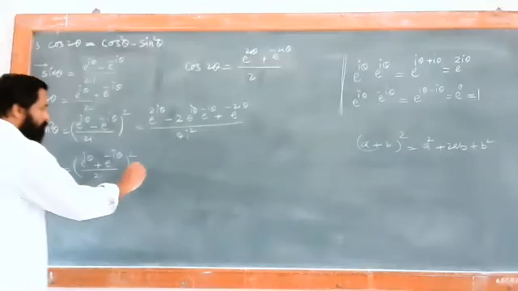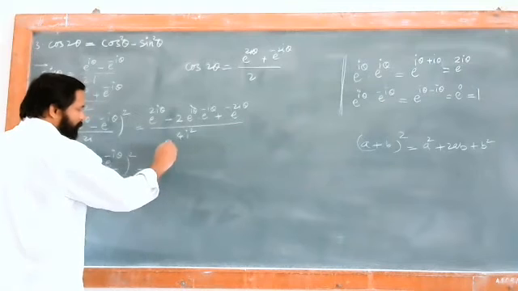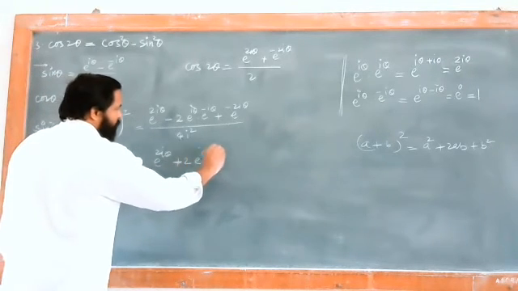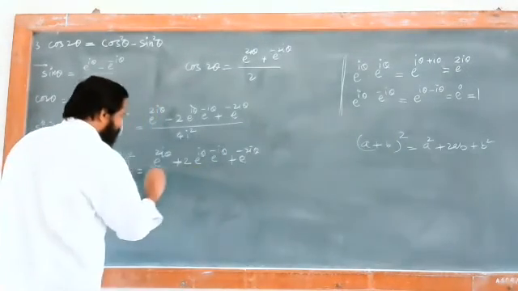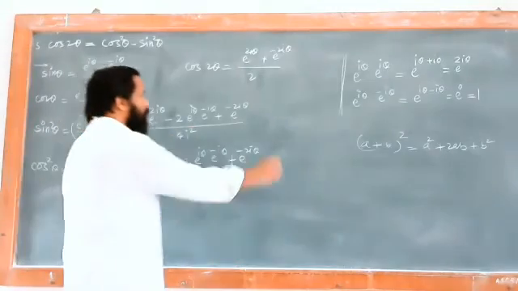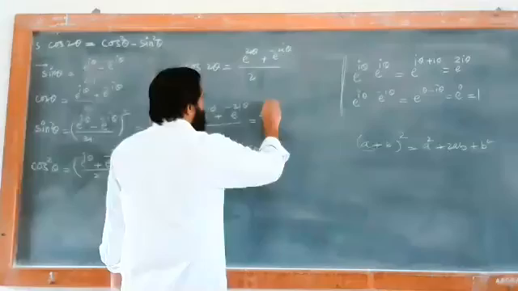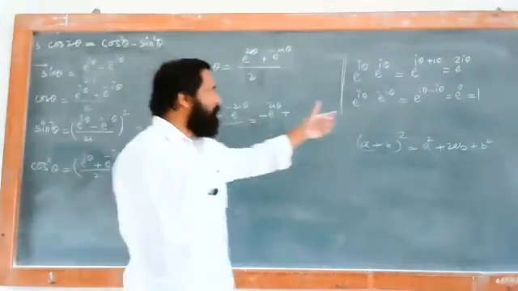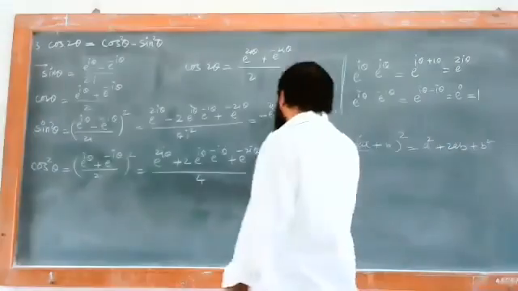This one is equal to again the same thing, that is 2 e raised to twice i theta plus 2 times e raised to i theta into e raised to minus i theta plus e raised to minus twice i theta, and that is divided by 4. So again I can have this condition. This is written in terms of minus. Minus is e raised to twice i theta. Now plus e raised to i theta into e raised to minus i theta is equal to 1. So this is equal to plus 2.